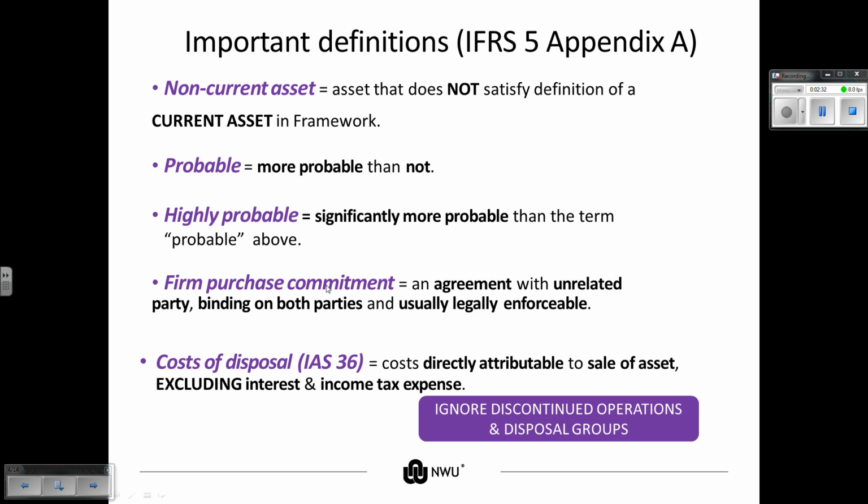Firm purchase commitment will be an agreement with an unrelated party, binding on both parties and usually legally enforceable. Then the cost of disposal, in terms of IAS 36, will be cost directly attributable to the sale of the asset, excluding your interest or income tax expense. So cost of disposal you will only incur when you sell the asset.